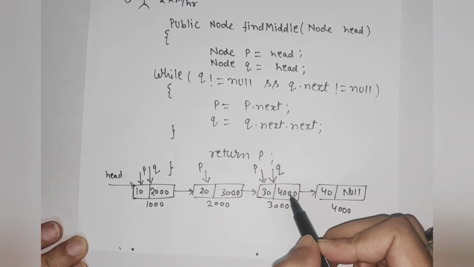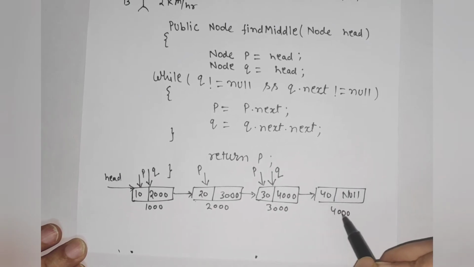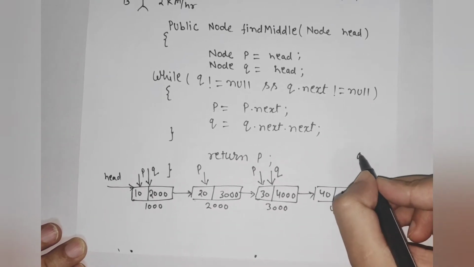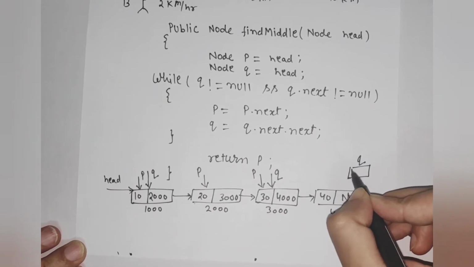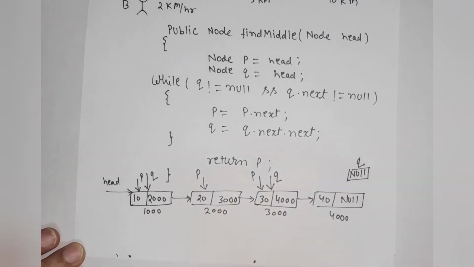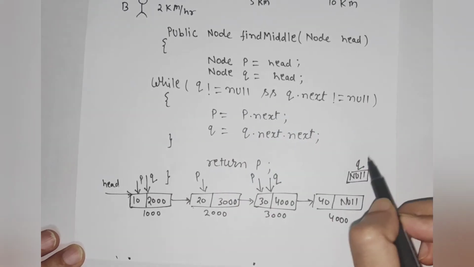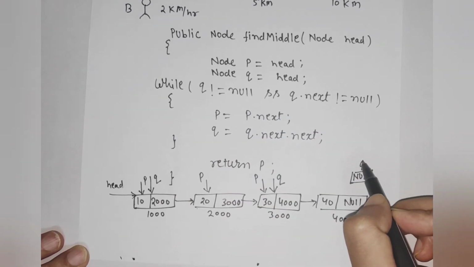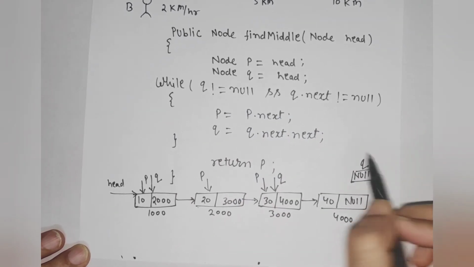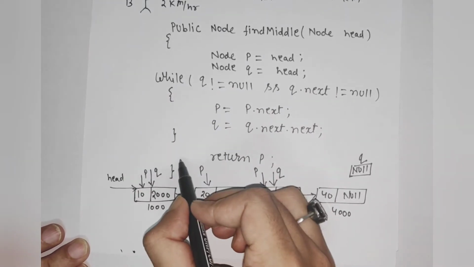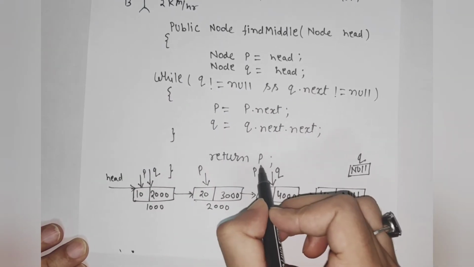So Q dot next is 4000 and 4000 dot next is null. So Q will have null value. Now again we will check the condition Q not equal to null. So this condition is clearly false because Q is null. So we will come out of this while loop. So we will simply return this P.